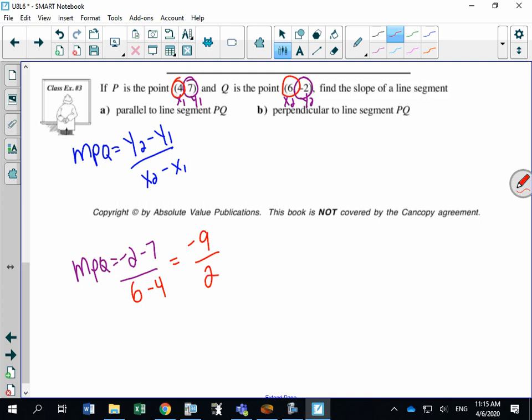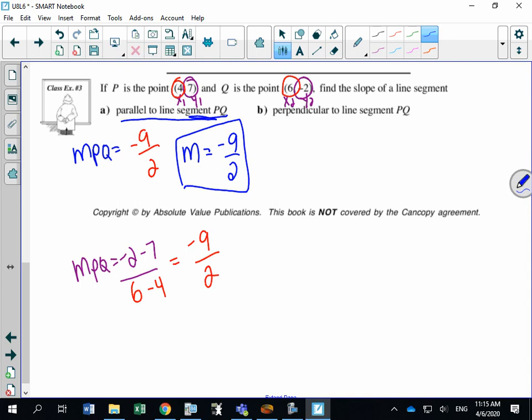Okay, so going back up here, the slope of PQ is negative 9 over 2. They want the slope of a line parallel to PQ. So the slope of a line parallel, remember if they're parallel, they're equal. So the answer would be negative 9 over 2.